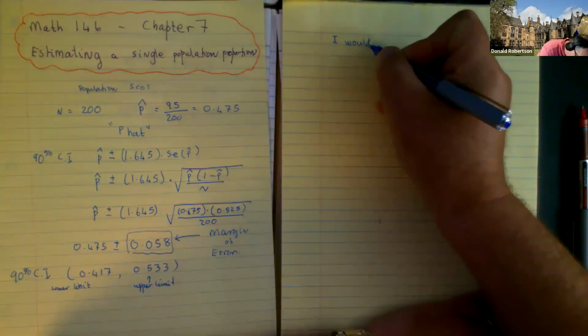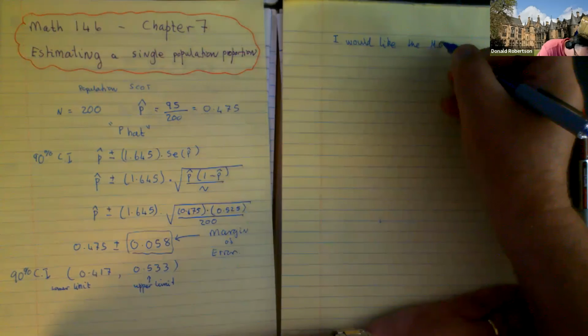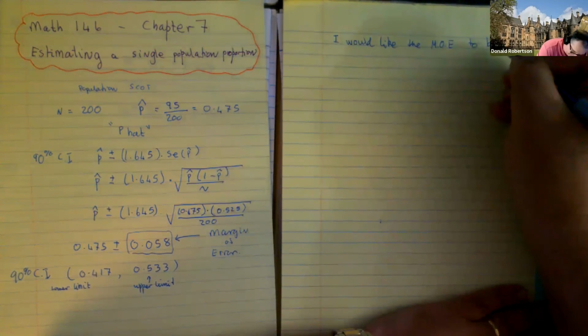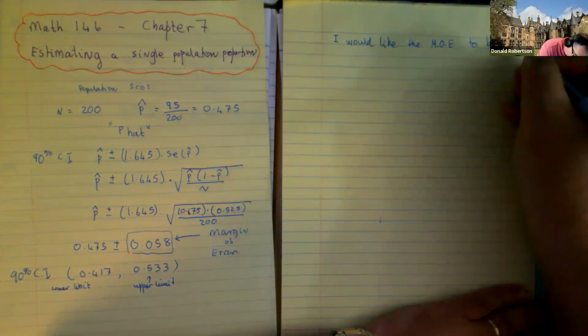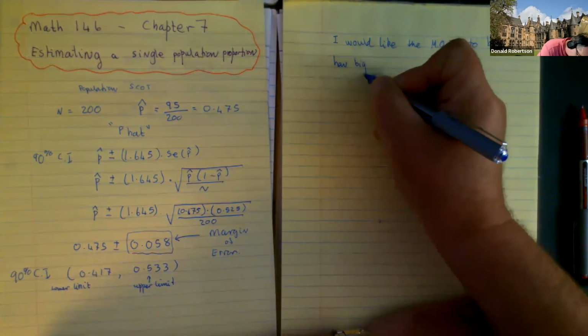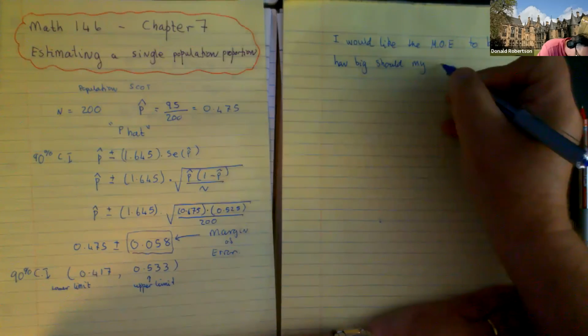I would like the margin of error to be, oh, I don't know. I would like the margin of error to be 2%. How big should my sample be?